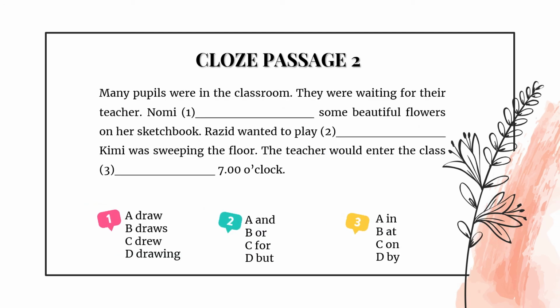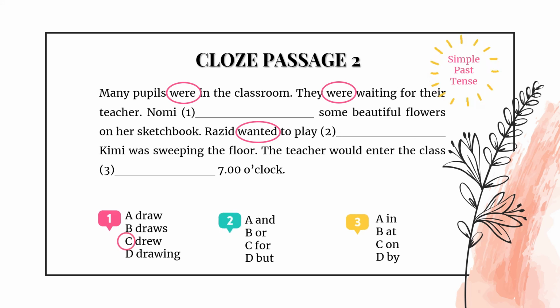Next, we look at Cloze passage 2. Let us read together. Many pupils were in the classroom. They were waiting for their teacher. Nomi blank some beautiful flowers on her sketchbook. Razid wanted to play blank. Kimi was sweeping the floor. The teacher would enter the class blank 7 o'clock. Alright. Look at a few words here. Were, and wanted. So this passage is in simple past tense.